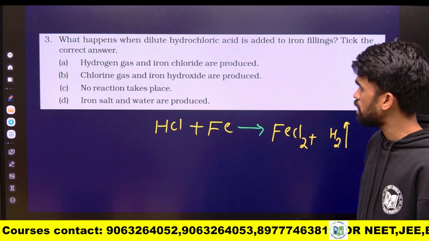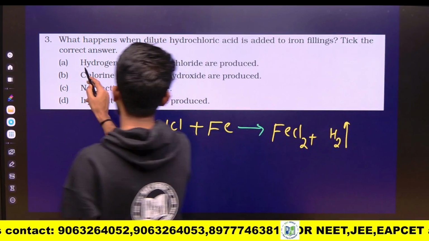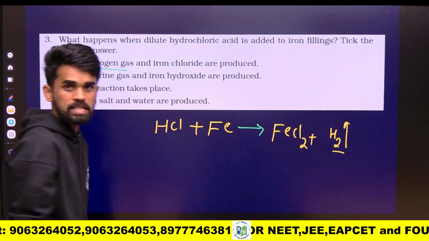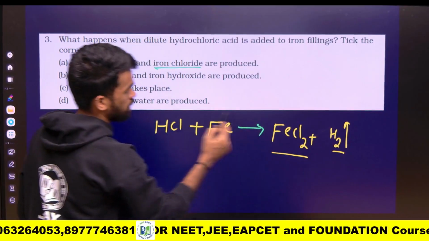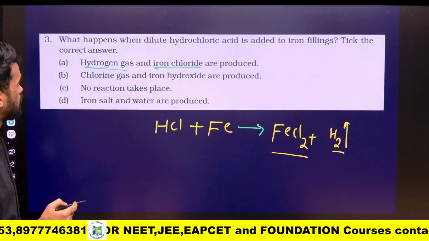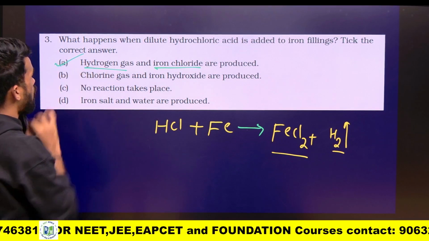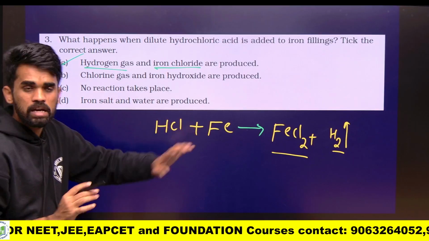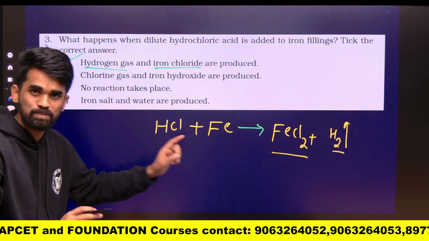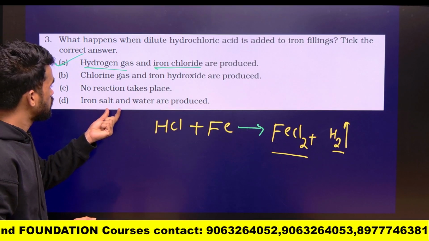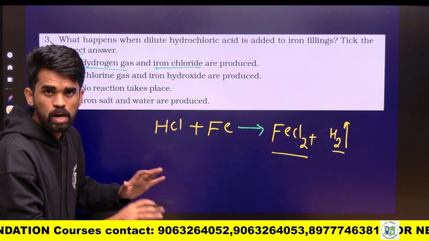So this is what happens here. Hydrogen gas is produced, and also iron chloride is produced. So these two things happen here, and that is what you should choose, option 1. Chlorine gas won't evolve here. No reaction takes place, no. Iron salt and water is produced, no, water is not produced here.